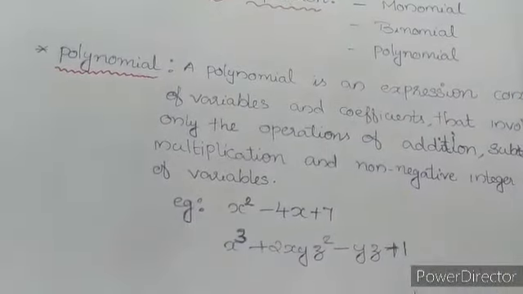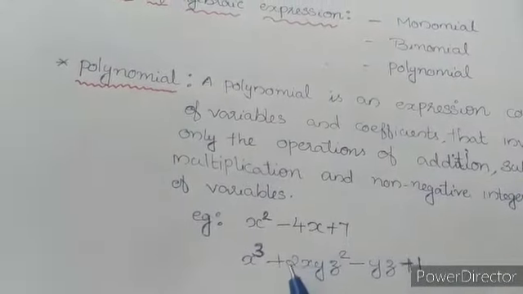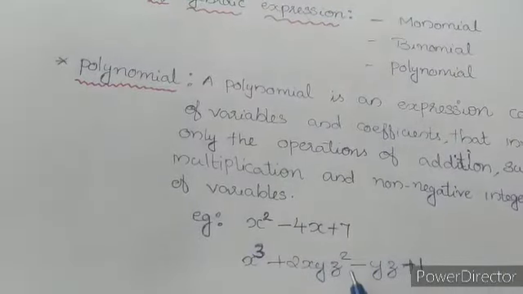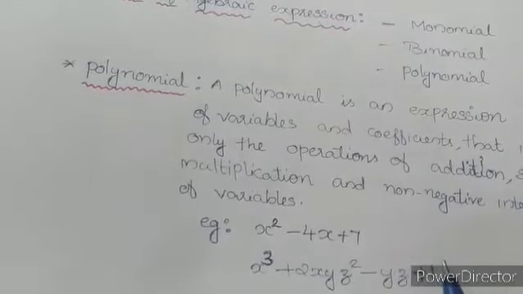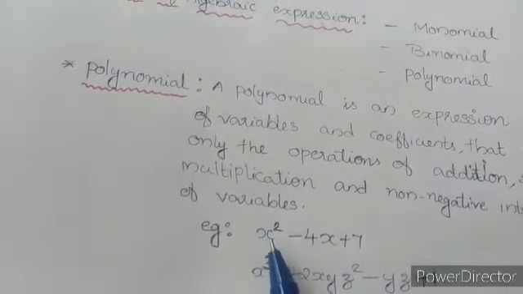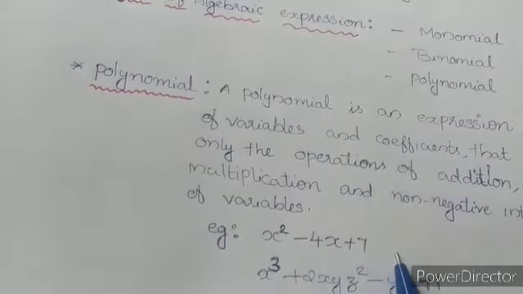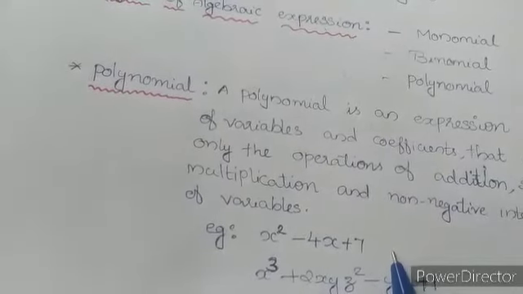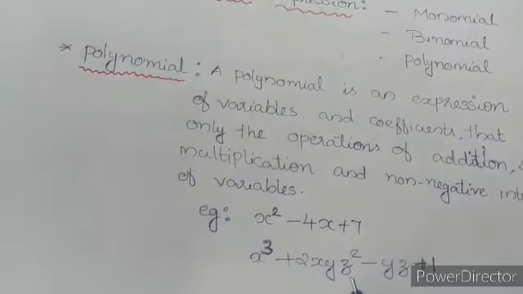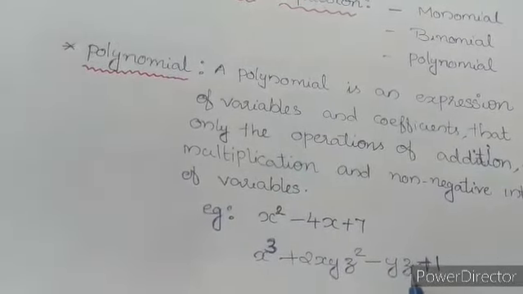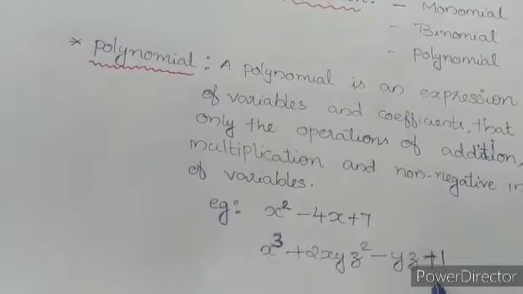Let's see examples of a polynomial. x square minus 4x plus 7, x cube plus 2xyz square minus yz plus 1. These are all examples of polynomials. See, x square minus 4x plus 7. Here, what is the degree of the polynomial? 2 is the degree of the polynomial. In this example, x cube plus 2xyz square minus yz plus 1, what is the degree? Yes, 3 is the degree of the polynomial.